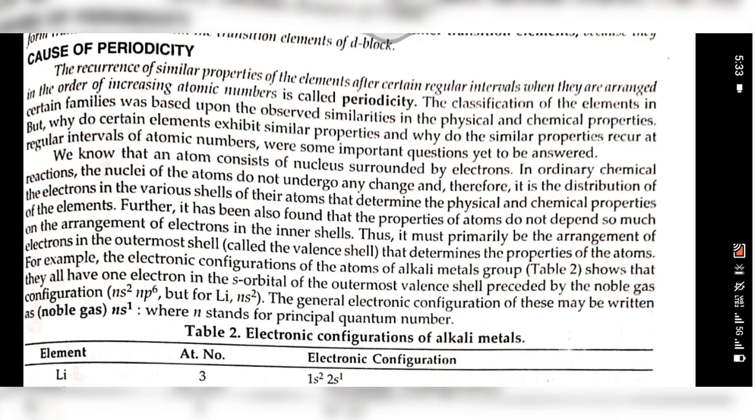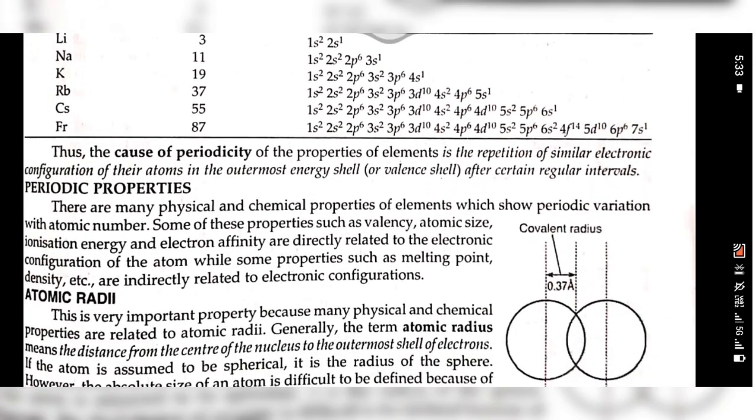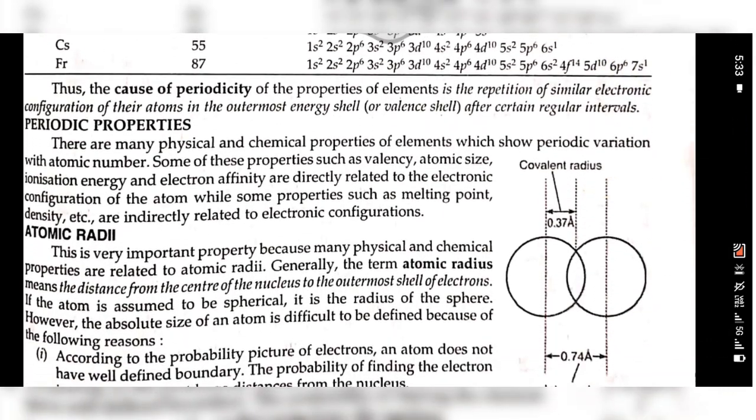The general electronic configuration of these may be written as [noble gas] ns1, where n stands for the principal quantum number. Thus, the cause of periodicity of the properties of elements is the repetition of similar electronic configuration of their atoms in the outermost energy shell or the valence shell after certain regular intervals.